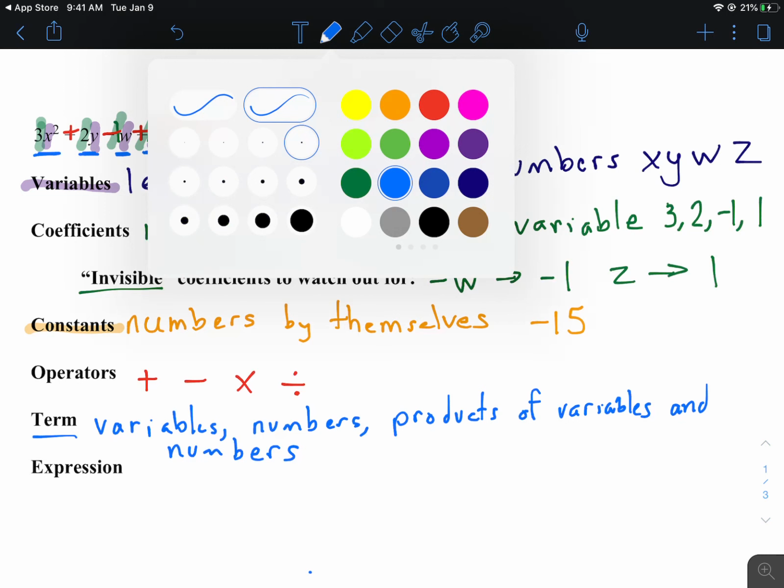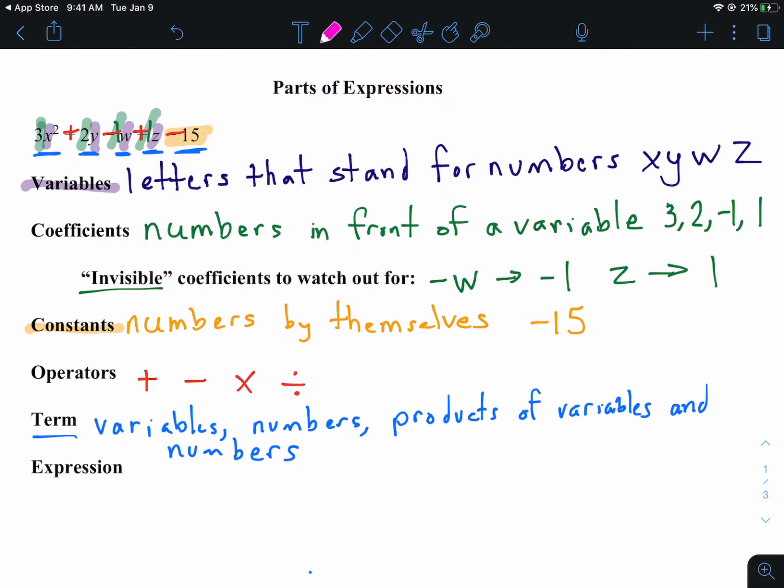So the expression is the whole thing. An expression is terms combined by plus or minus.